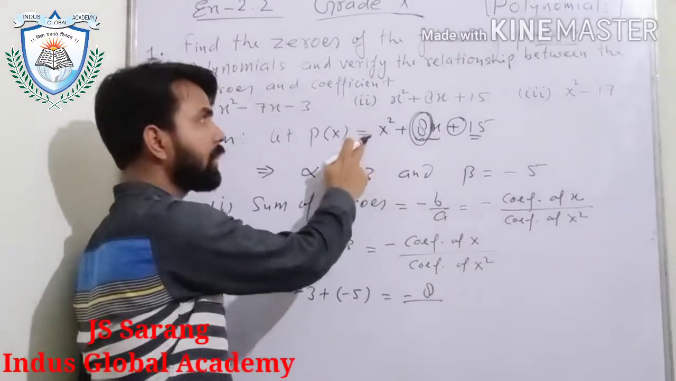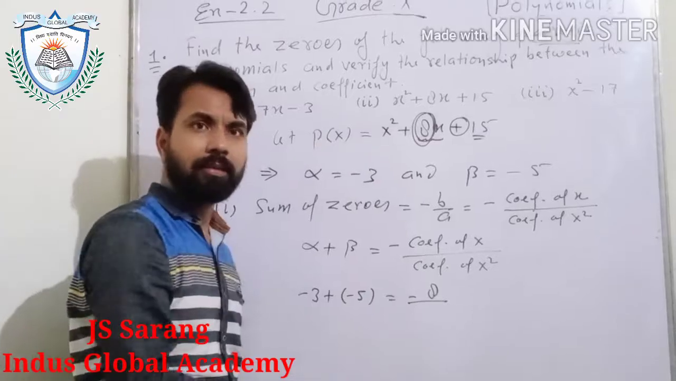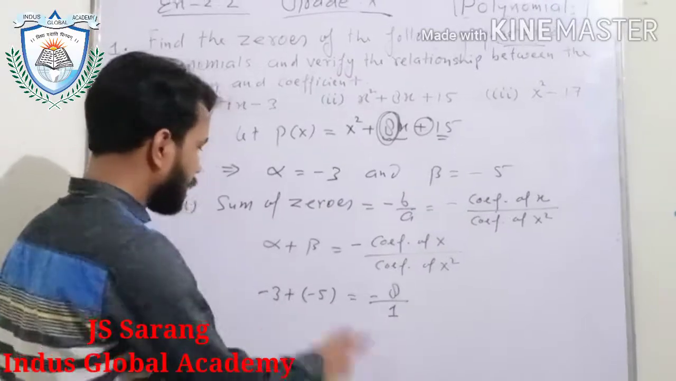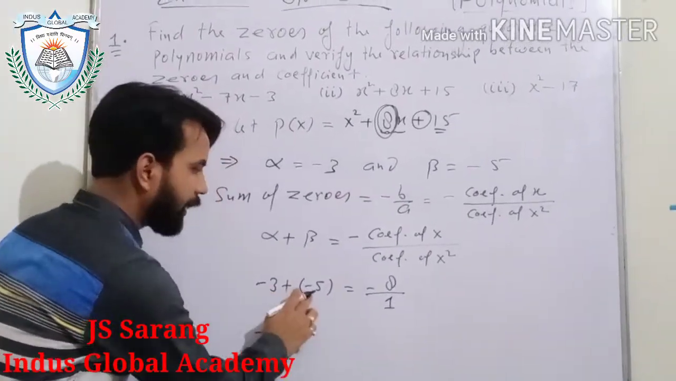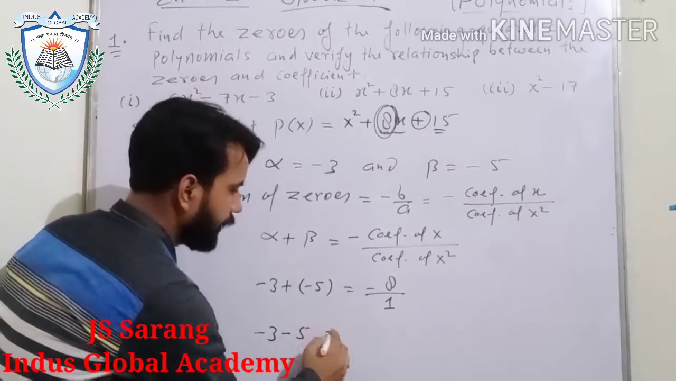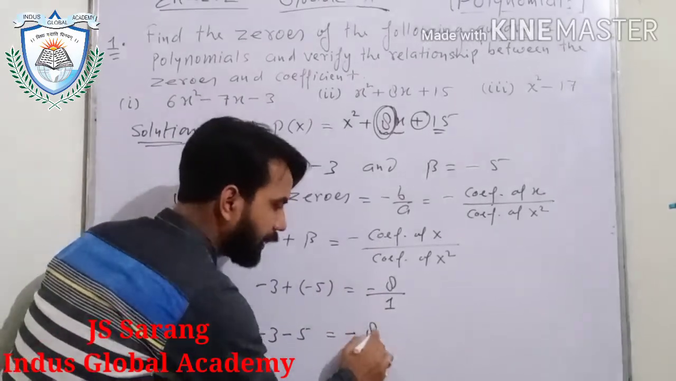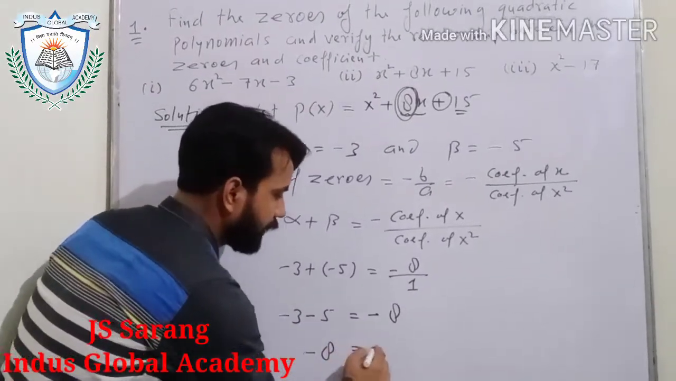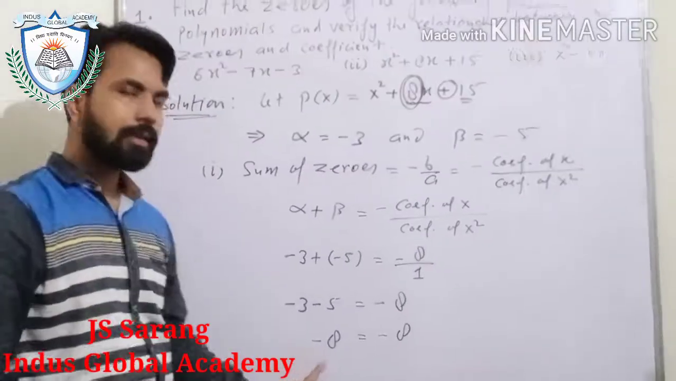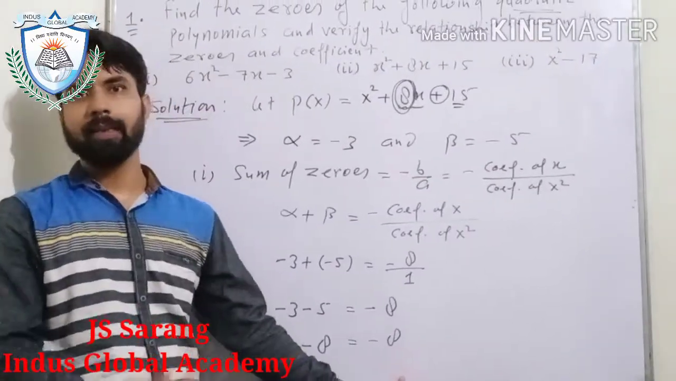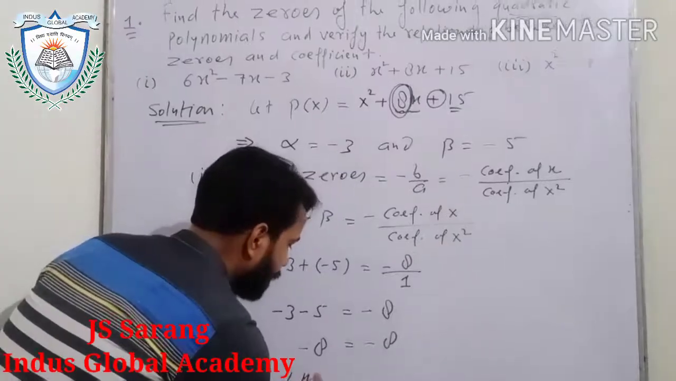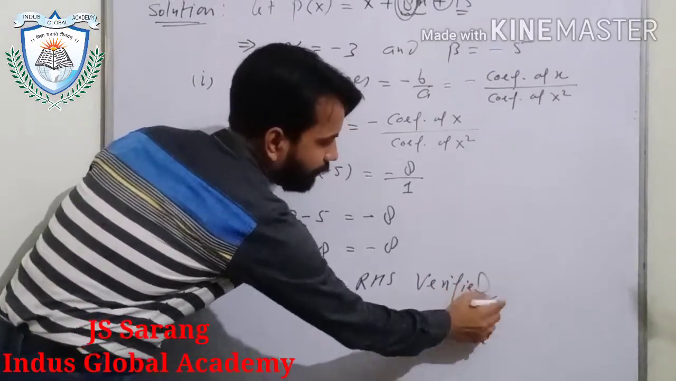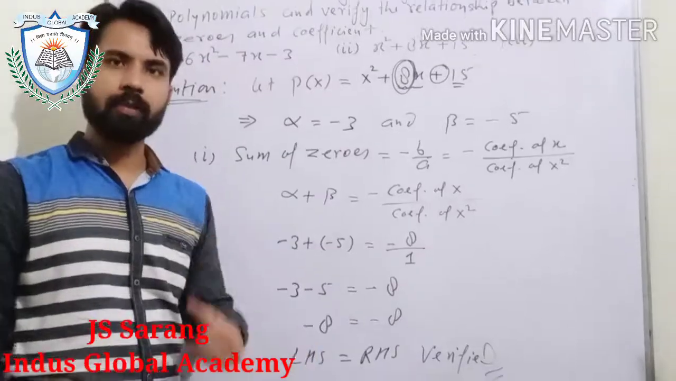X square is here. What is the coefficient? If no number is there, then it will be 1. So the coefficient of x square is 1. Now see, minus 3 plus minus 5 is equal to minus 8 upon 1, which can be written as minus 8. Now minus 3 and minus 5 gives you minus 8, equal to minus 8. LHS is equal to RHS, hence it is verified. Here we have verified the formula of sum of zeros.